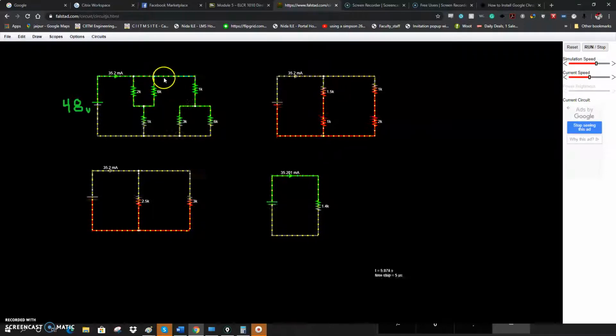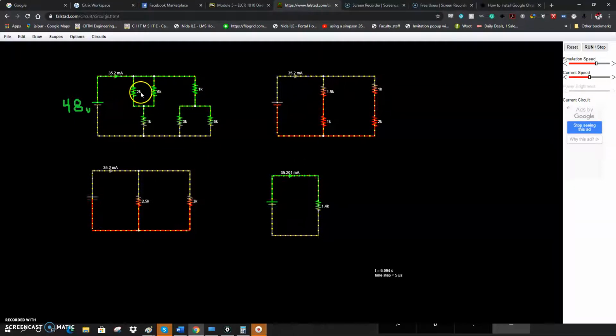So if we cover up this part of it, we know what to do here. We solve this parallel, or if we were to cover up this middle part, we know what we do. We'd solve this parallel. So that's really all we're going to be doing here, getting rid of our parallels first. And you can see our current flow here is 35.2 milliamps. And we're going to notice that all the way through as we solve this circuit down.